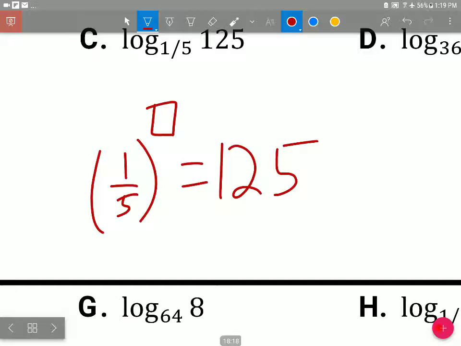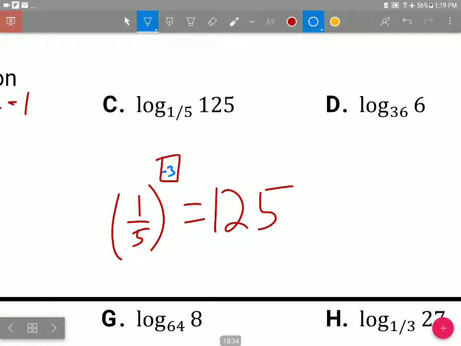But what will turn the 5, once you bring it up, into a 125? What power turns a 5 into 125? The third. 5 times 5 is 25, 25 times 5 is 125. So that is negative 3. Therefore, this log must equal negative 3. We did say it earlier, at the very beginning of the class. That was the very first notes we did. Plus, you probably should have 5 cubed memorized anyways. We've done it enough.